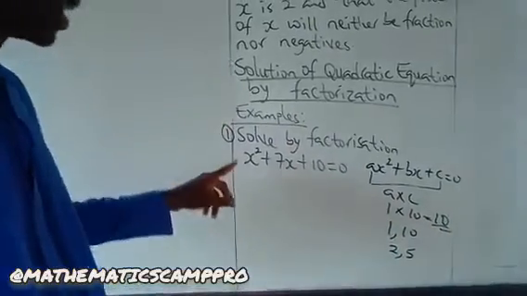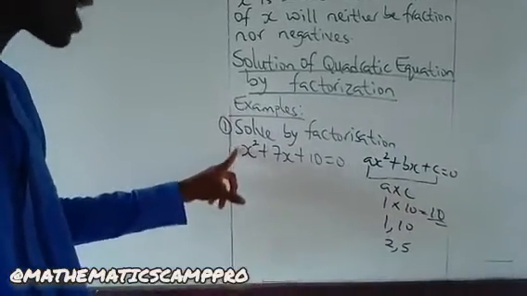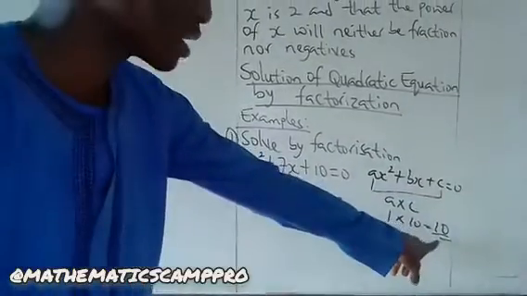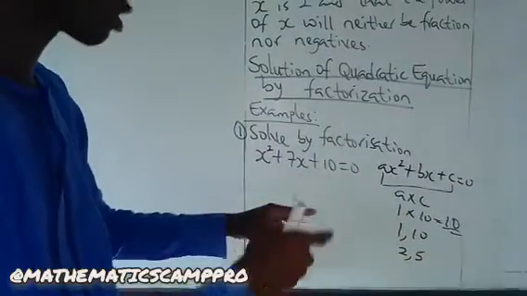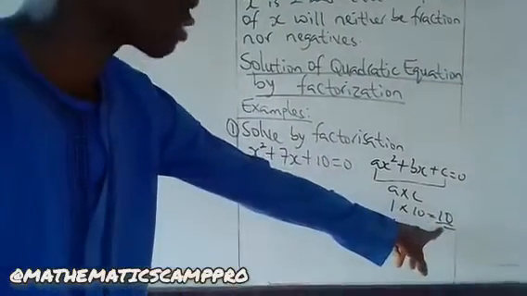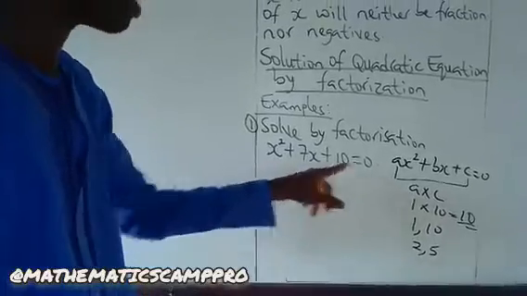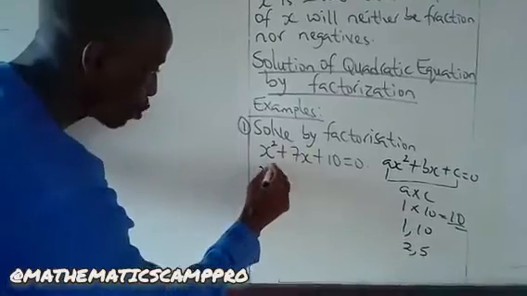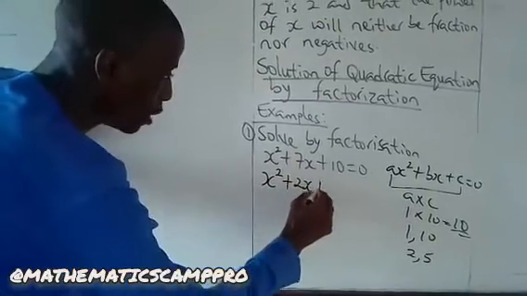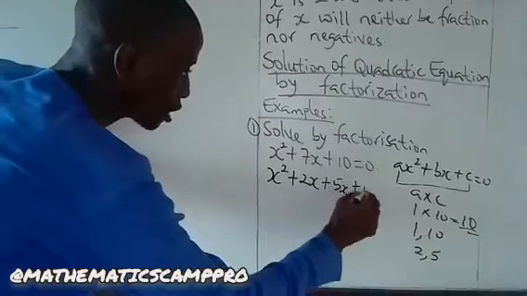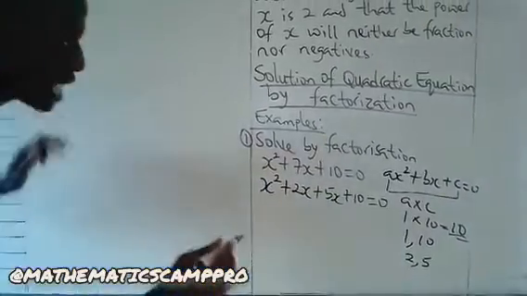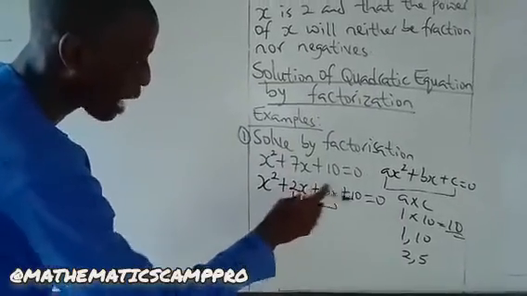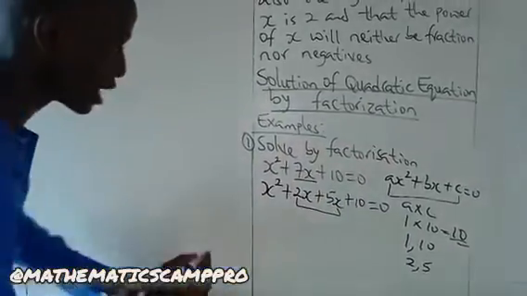Remember, the first step is taking the coefficient of the highest power of the unknown and multiplying it with the 10, which is 10 here. Now you ask yourself, what are the factors of this 10 that will give you the middle number, which is our b? Now let's solve it. We have x squared plus 2x plus 5x plus 10 equals 0. Viewers at home, what I've just done is to split the number so that the parts add up to give my 7x.